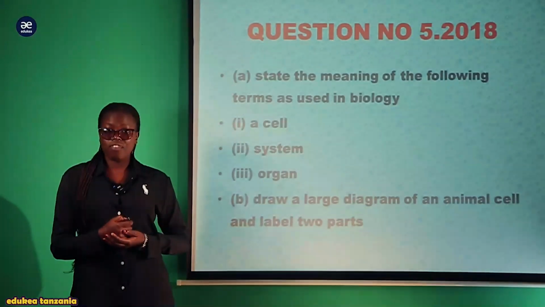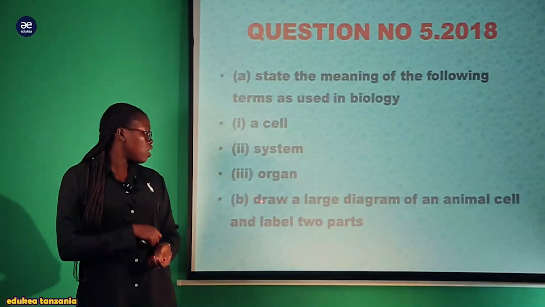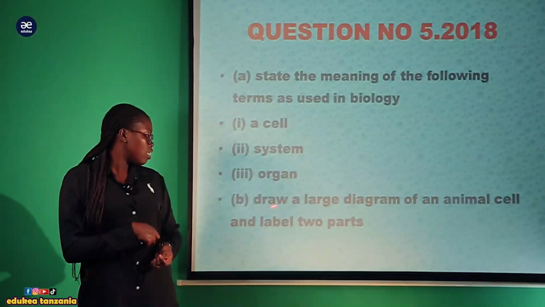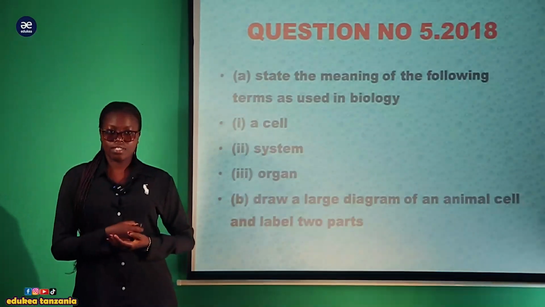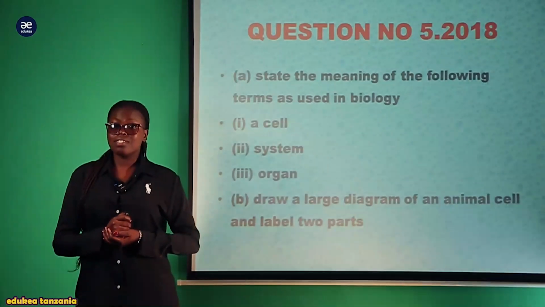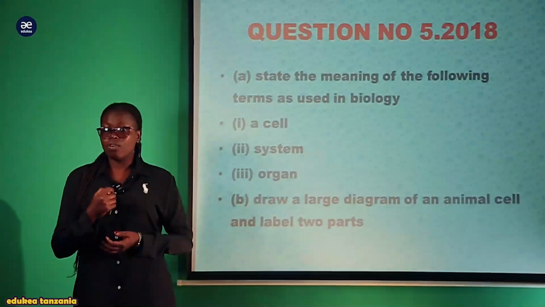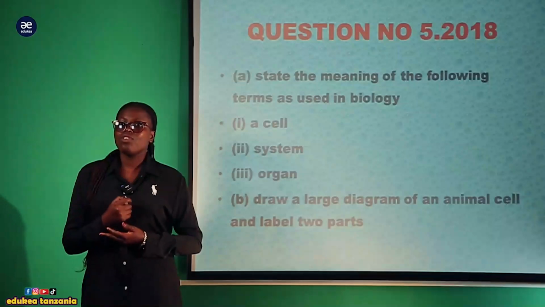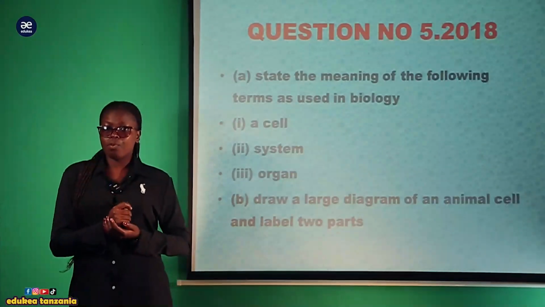And in question number 5, Roman B, you are needed to draw a large diagram of an animal cell and label two parts. My lovely Form 2 students, before we answer the question, I would like to give you a small hint which can help you to answer every question.